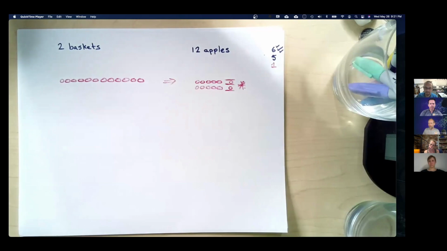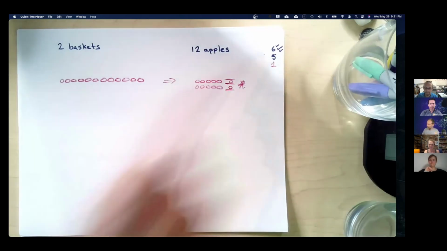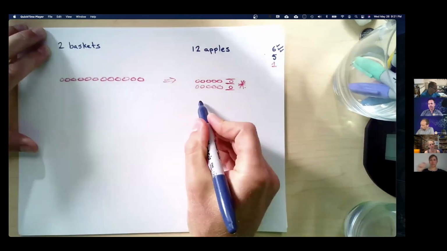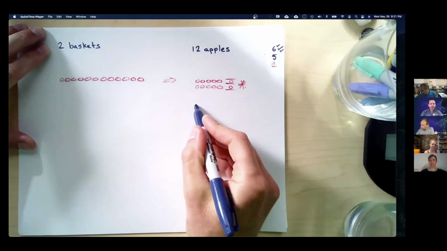Is there anyone brave out there who wants to share their thinking around 6 being the number of apples per basket? I could share my way. Yeah, Bailey, what are you thinking? So I just drew 2 circles, one for each basket. And then I started putting tally marks, almost like dealing cards, one here, one there, one here, one there, until I got to 12.